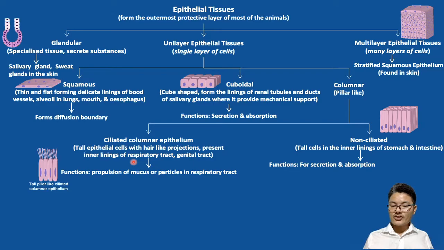Now, regarding the function of non-ciliated columnar epithelium, these are helping in secretion and absorption. In case of stomach, non-ciliated columnar epithelium tissue helps in secretion of gastric glands. With reference to the non-ciliated columnar epithelial tissue found in intestine, they help in absorption of the digested nutrients. This is a brief idea, brief concept about epithelial tissues.